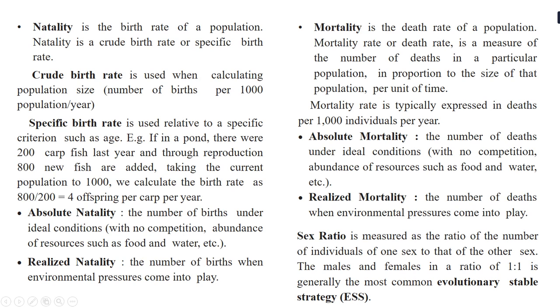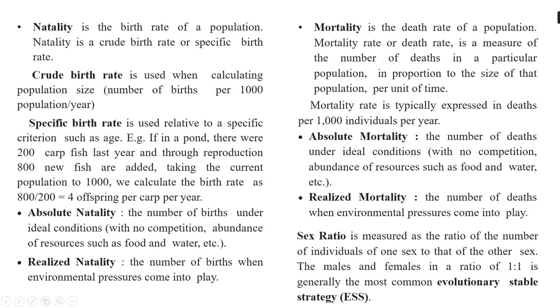Environmental pressure means there can be a certain cause: there can be limited resources, there will be certain competition, there will be some spread of disease or anything like that. So if deaths are taking place during such unfavorable conditions, it is known as realized mortality. And it must be remembered that absolute mortality, that means deaths taking place in ideal condition, is always less than the realized mortality. The best example for this you can take is the COVID-19 pandemic.